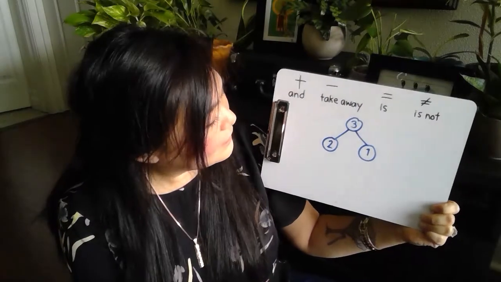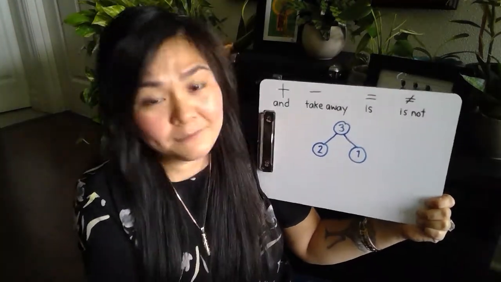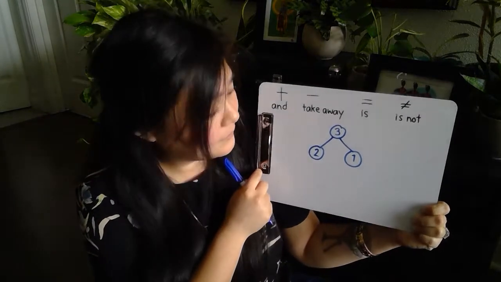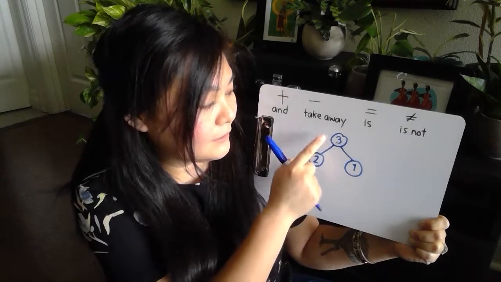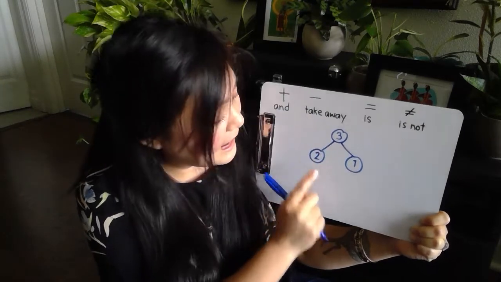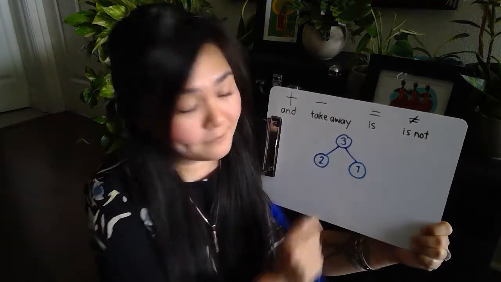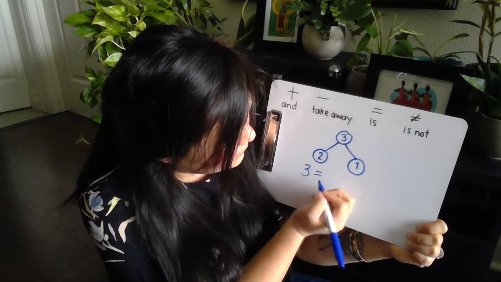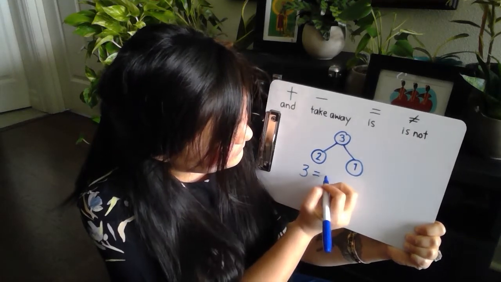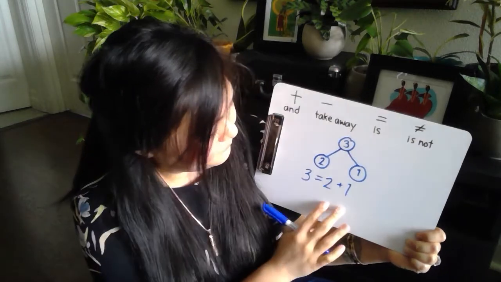Great. If I'm looking at this number bond, I first have to figure out which one's the whole and which ones are the parts. I know that the whole is the one where there are two lines coming out of it. So the whole in this case is 3, and the parts are at the end of those lines. The parts here are 2 and 1. I'm going to write a number sentence to help me think about this number bond. So 3 is the same as the two parts, 2 and 1.